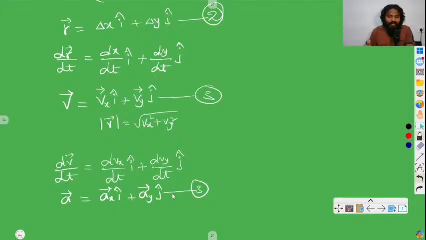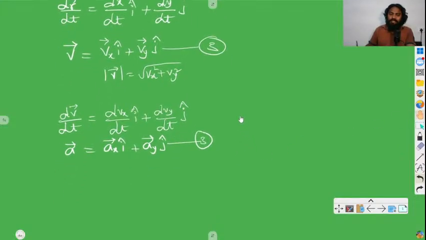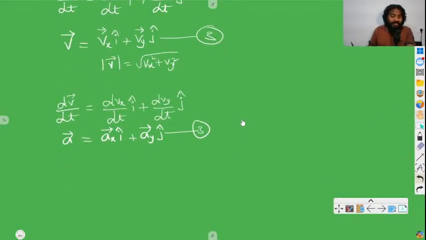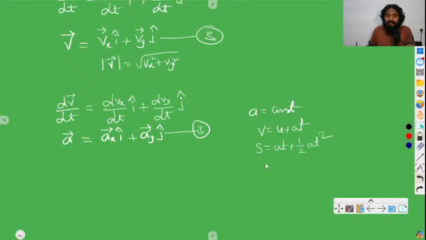Triangle of vectors, and then you can find the resultant, right? Now coming to the next content: if acceleration is constant in your motion in one dimension, you have learned already, if a is equal to constant, then you can use a few equations. What are they? v = u + at, s = ut + ½at², and v² − u² = 2as, right?